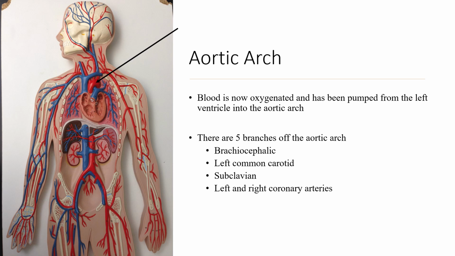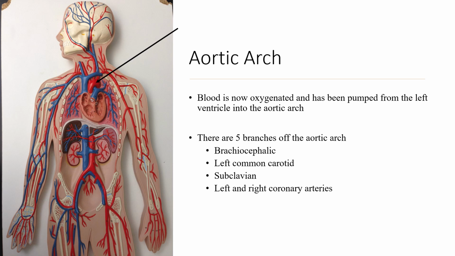Blood has been oxygenated. It's been pumped from the left ventricle into the aortic arch. There are 5 branches off the aortic arch. There's the left and right coronary arteries, the brachiocephalic artery, the left common carotid, and the subclavian. So we're going to go through each of these together.